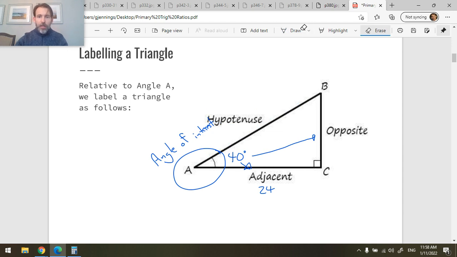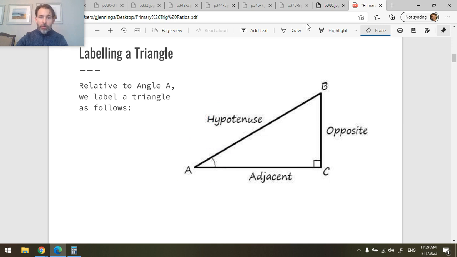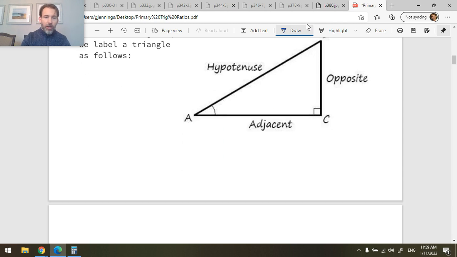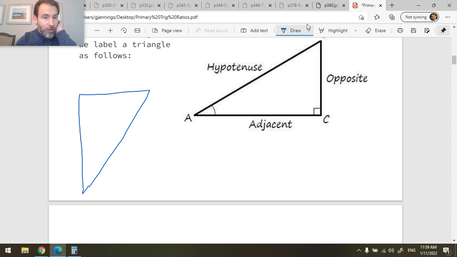So this is how we label our triangles. Now, it's important to note that sometimes you're going to get triangles that are rotated all over the place. So let me show you what we might be talking about there. If I have a triangle that's like this, I can still do trigonometry with this. Let's say I'm looking at this triangle. Clearly, that upper left angle is the right angle. This would still be the hypotenuse.